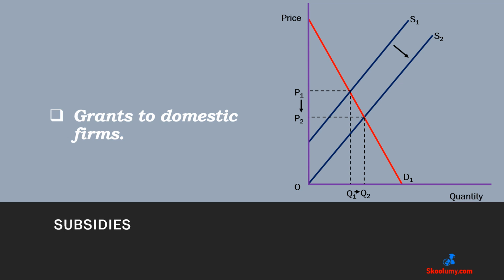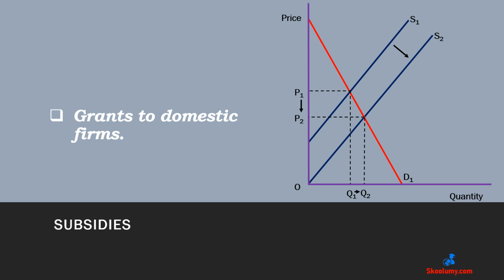Subsidies. A subsidy is a grant given to a producer by the government to cover part of the cost of production. The government gives subsidies to domestic firms so that they can increase their production and lower their prices. Rather than import, businesses will export because their prices will be competitive in the international market.